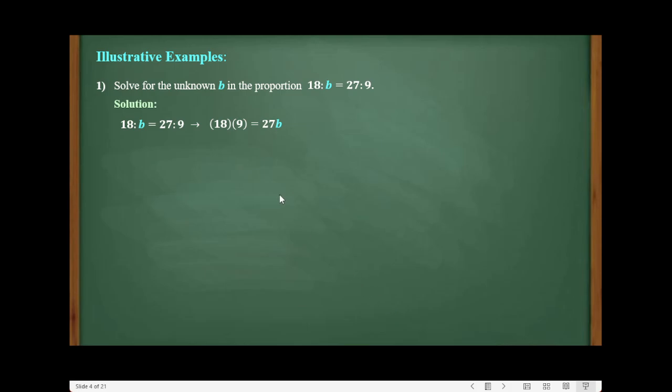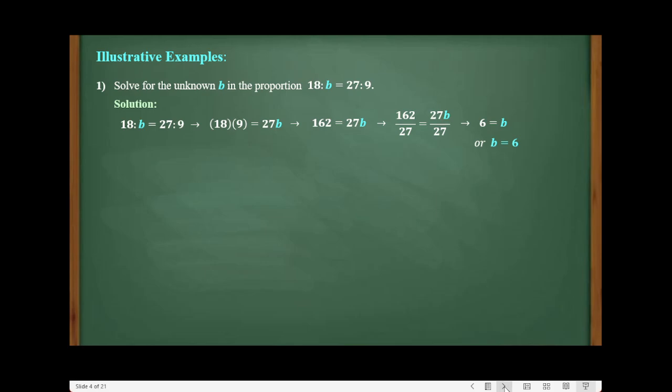So we apply the principles of proportionality, or the fundamentals of proportionality, which means the product of the extremes is equal to the product of the means. So we take the product of 18 and 9 on the left side and equate it to the product of the means, that is 27 and B. Then dividing both sides by 27, our B is equal to 6.